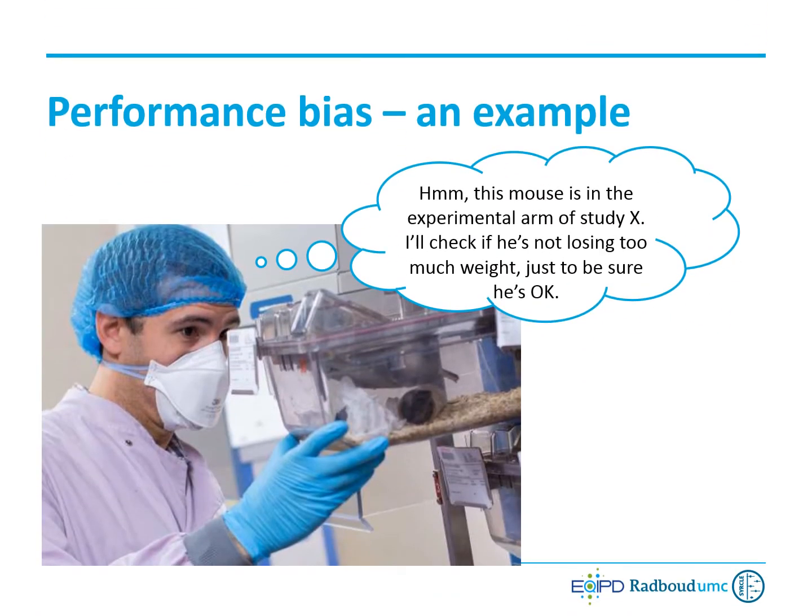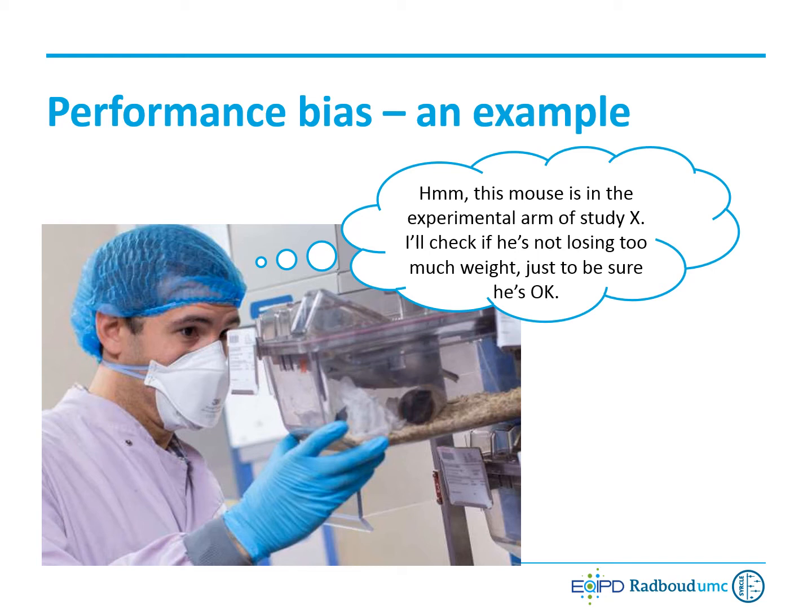Here's another example of a situation in which performance bias can occur. What's the potential problem here? And what measure would you suggest to avoid performance bias? The potential problem here is that the researcher or caregiver is not blinded to the experimental group this animal is assigned to. Recall that in the previous example too, the cages were labeled with the group assignment.